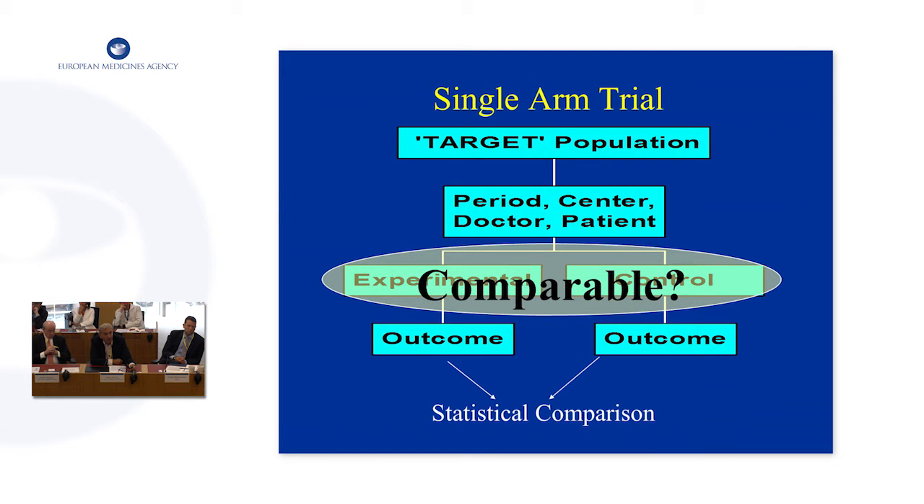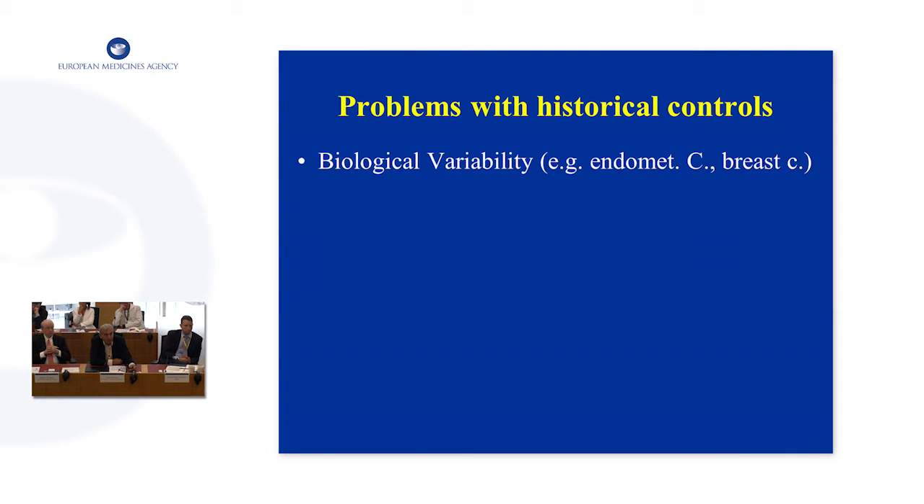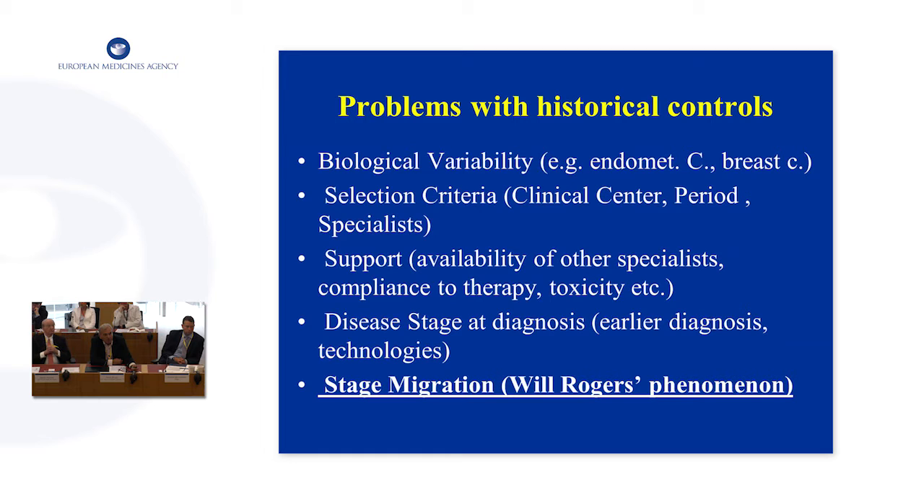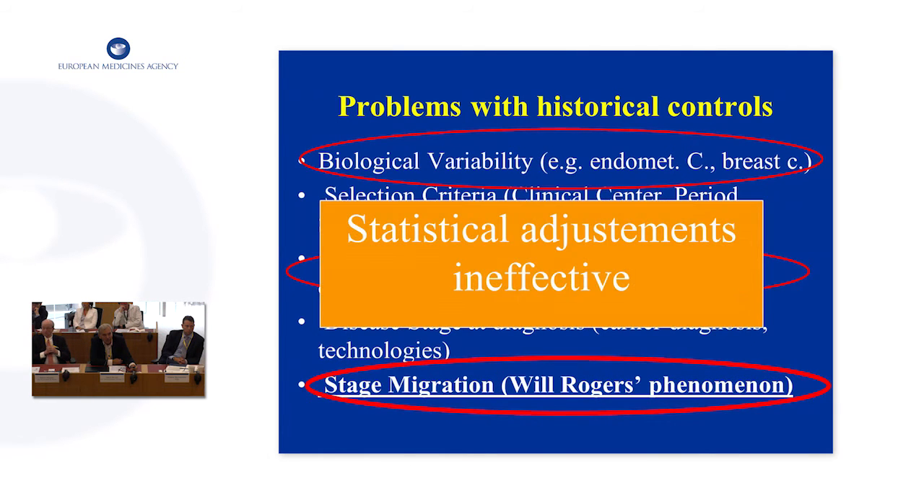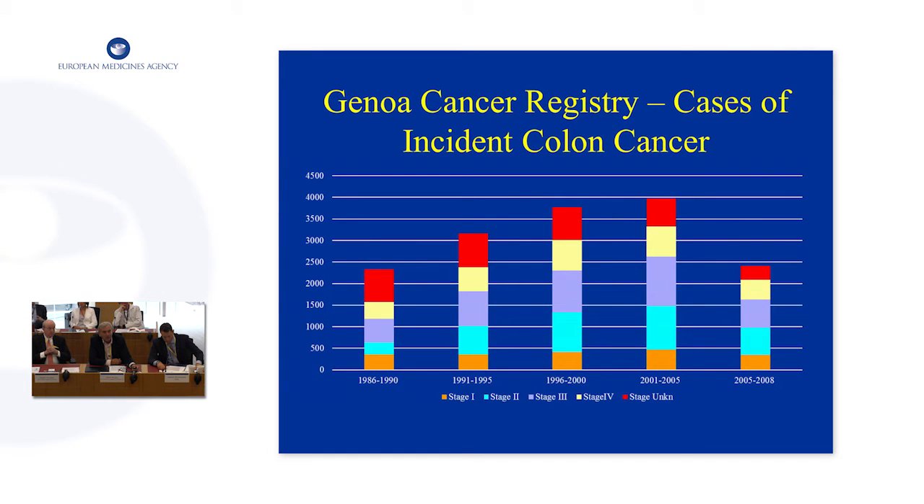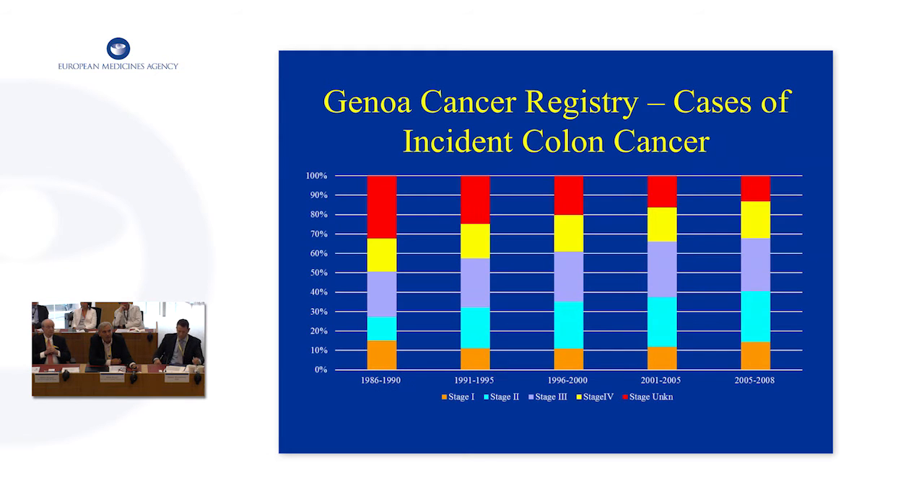Then we have a second problem. How can we make sure that the two groups are comparable? And the problems with historical controls are many. We have discussed them for decades. But I would like to make the point that statistical adjustments do not work to remove this bias, especially stage migration, the well-known Will Rogers phenomenon, which is not adjusted away by multivariate analysis or propensity score analysis. And these are data from our cancer registry in Genoa. We see an improvement in diagnosis, an increasing number of cases diagnosed over time, but the distribution of stages over time does not change despite earlier and earlier diagnosis.